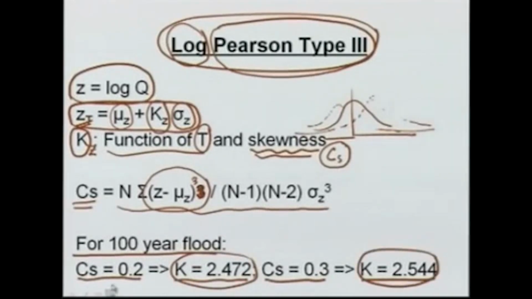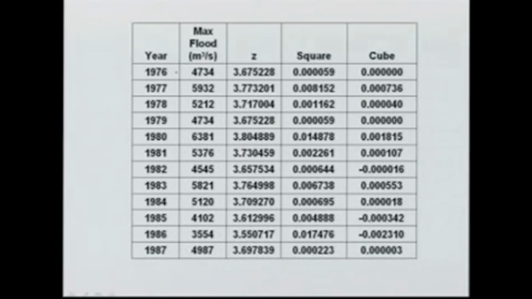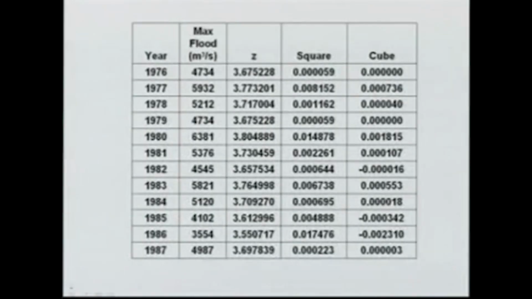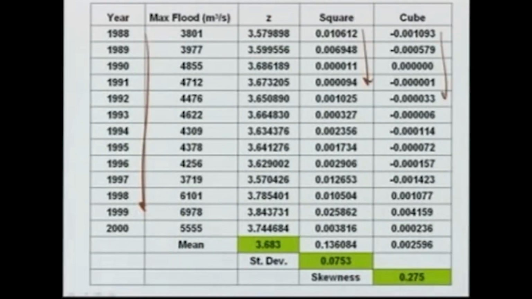The data is shown here, the same data 1976 to 87 in this figure, and then up to 2000 in this figure. So, from this data we first transform it, this is log of q. So, we transform the q to its log, then this is the difference squared. So, z minus mu z squared, and this is cubed, z minus mu z cubed. So, we find out the squares and the cubes for all the data, and then we add them up.